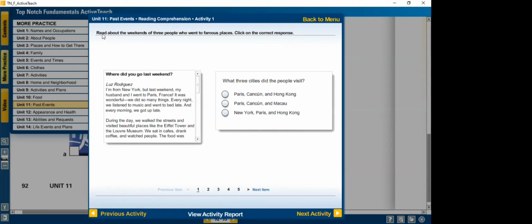Dania, can you please help me to read the instructions? Read about the weekends of three people who went to famous places. Click on the correct one.